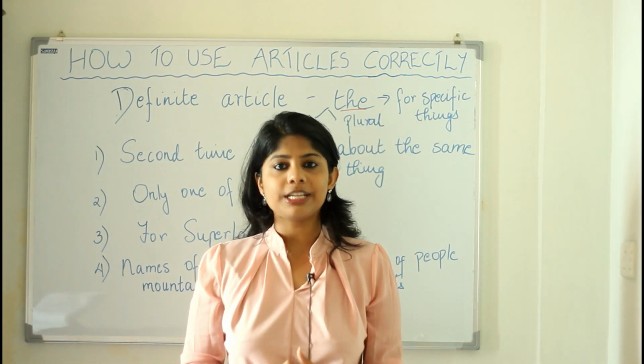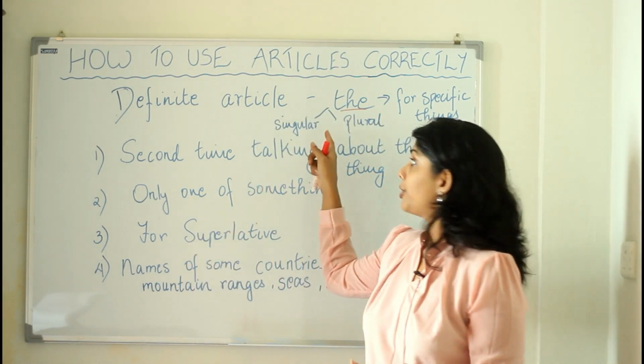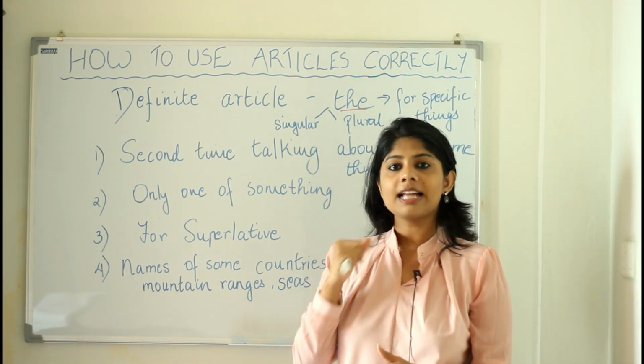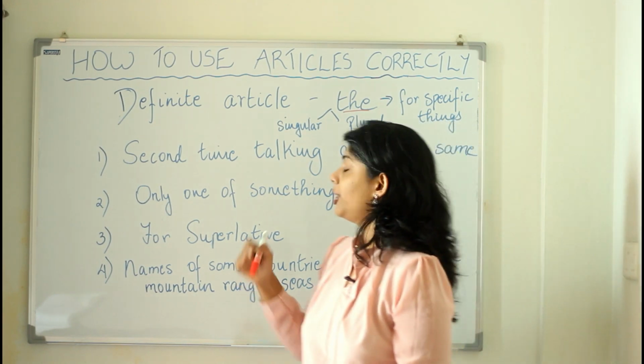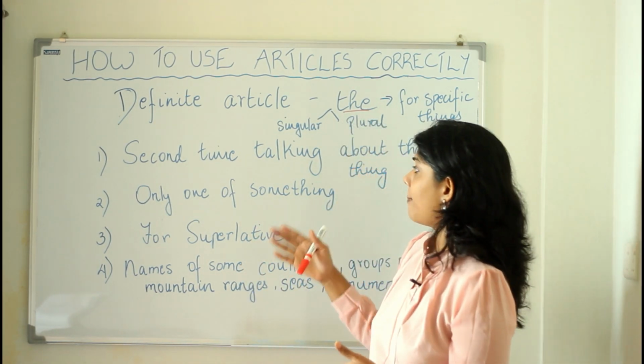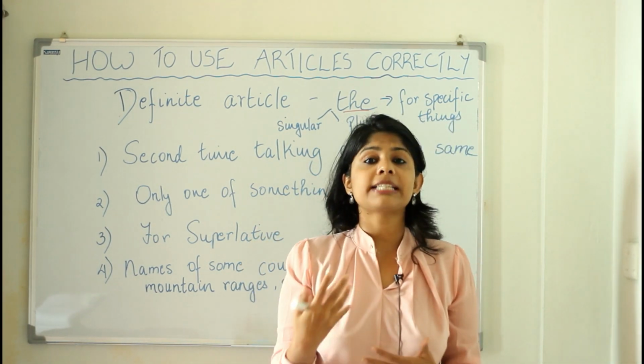There are some rules you need to follow to use the definite article. Let's understand them. Okay, rule number one: you use the when you're talking about a thing for the second time.